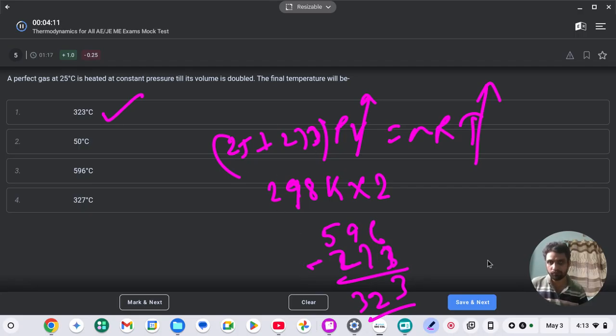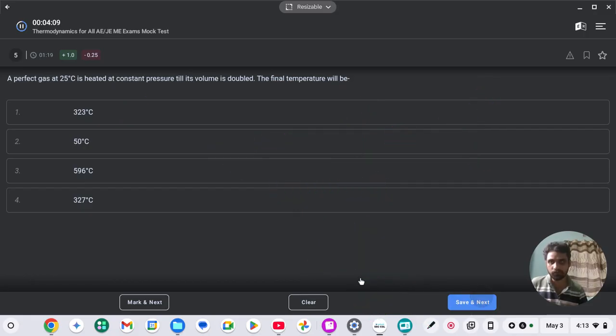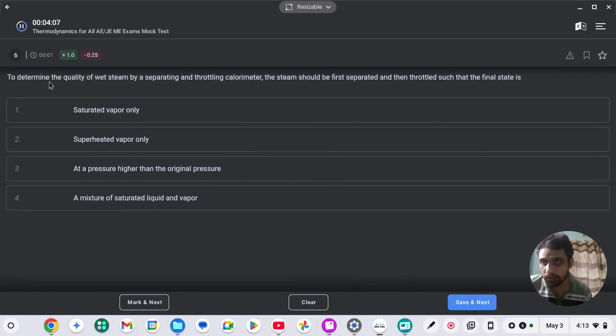Okay, next question. To determine the quality of wet steam by a separating and throttling calorimeter.